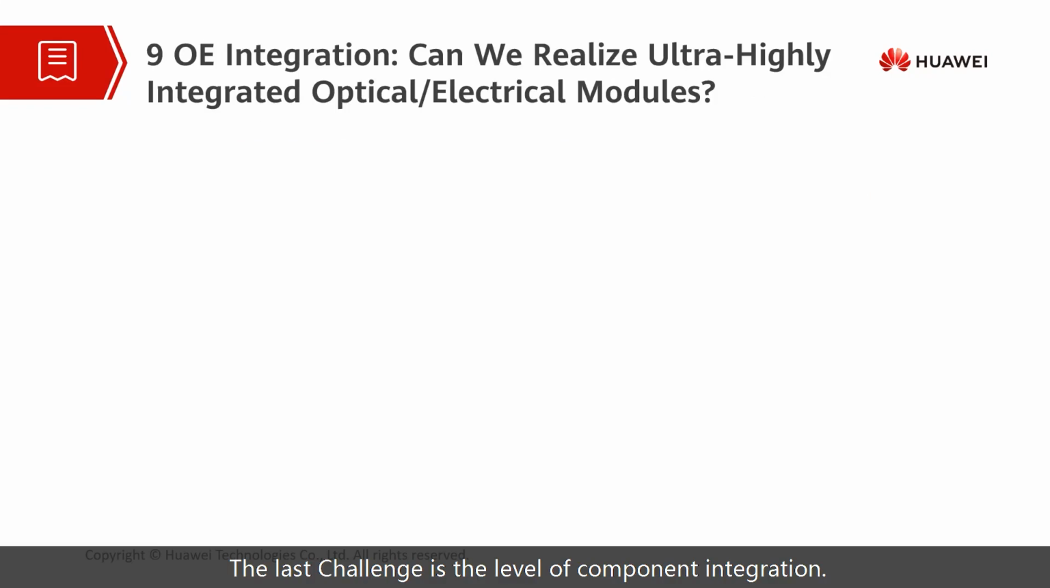The last challenge is the level of component integration. Can we achieve ultra highly integrated optoelectronic modules? We know that operators have precious equipment room space and have high requirements on energy consumption reduction. Optical network devices are generally deployed in the central equipment room of the backbone network due to their high bandwidth and large capacity. As OTN devices are deployed in CO equipment rooms, the space and power consumption of these equipment rooms are increasing. Optical network devices have always followed Moore's law and become more integrated.